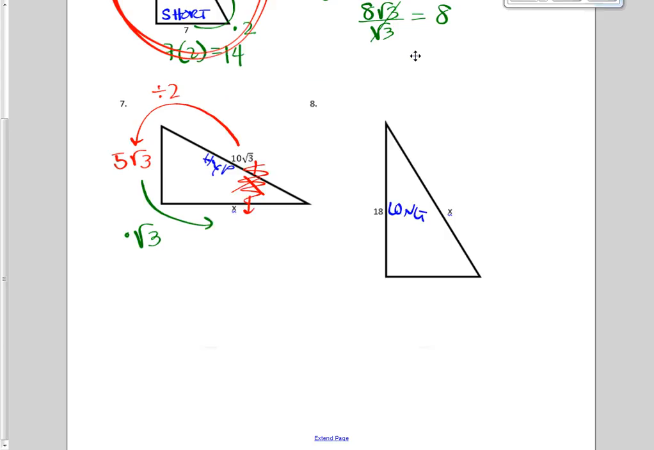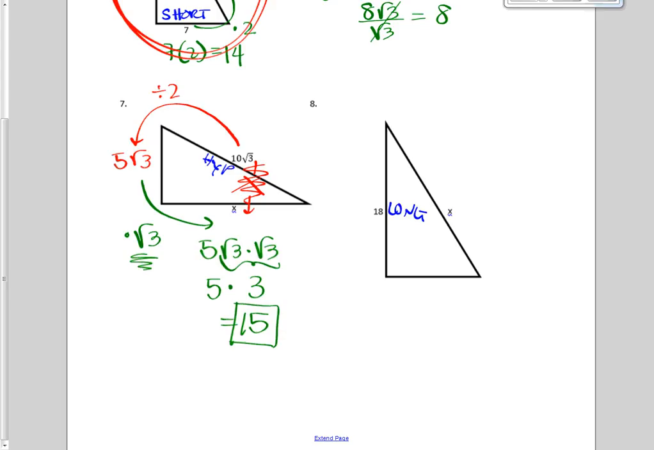To figure out how to go from the short leg to the long leg, it's times radical 3. And so if we play that out, that's going to be 5 radical 3 times radical 3. Well, this is just a regular 3. So that would be 15.